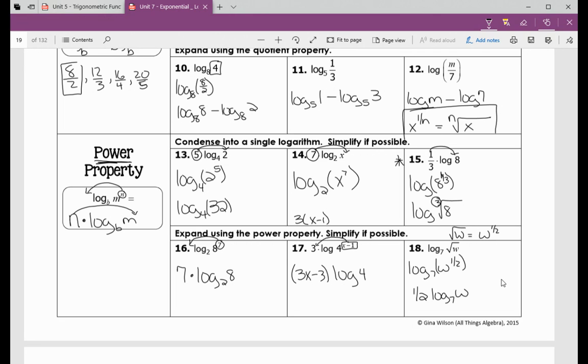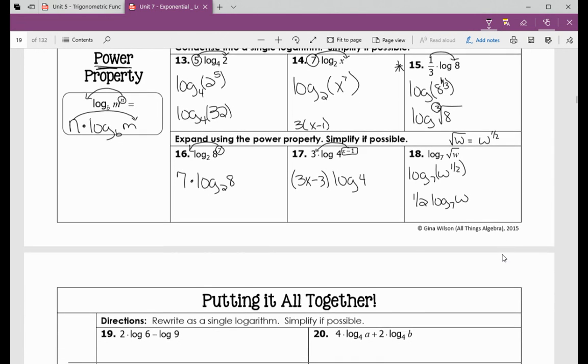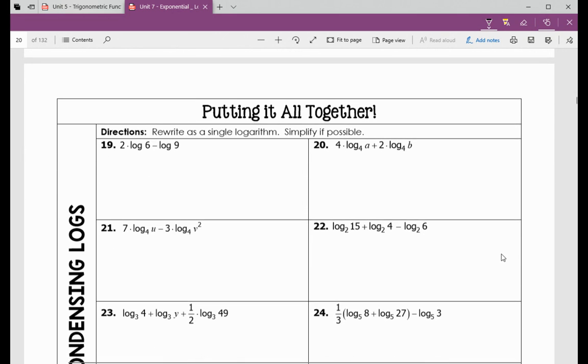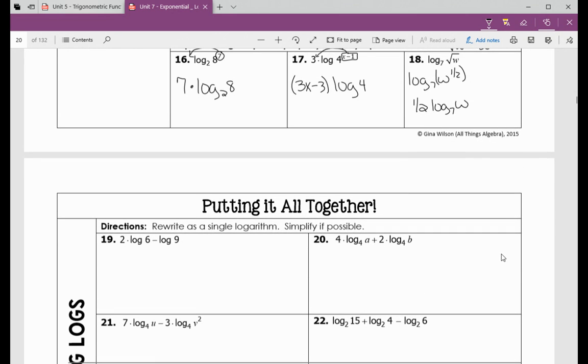Any questions about the basic properties? Because the next page, we're going to combine a whole bunch of stuff. Everybody get what you need? Okay.